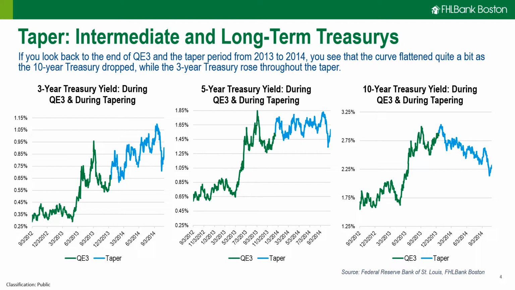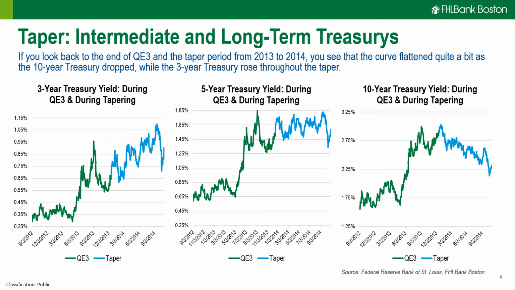You look at the 5-year. The 5-year was pretty flat. There's some noise in there, but from beginning to end, the 5-year stayed pretty flat throughout the taper period. And then you look at the 10-year, the 10-year dropped. So that belief that once the Fed starts tapering, rates will automatically rise because there's not a large buyer in the market is not necessarily the case.